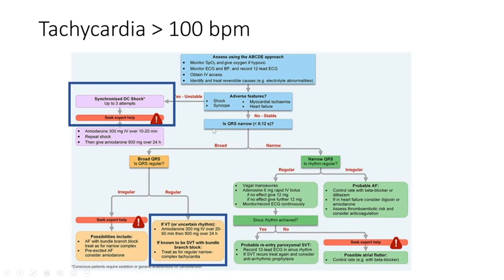This just demonstrates how to follow this algorithm. They'll have a wide QRS, so it's not below 0.12 seconds, but it is regular. So that places us here. It tells us that it's likely to be VT, and that the treatment would be an initial bolus of amiodarone.